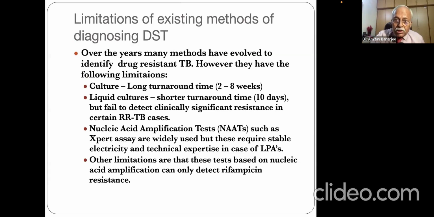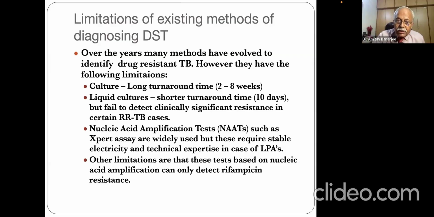Over the years, many methods have evolved for identifying drug-resistant TB. However, they have the following limitations. Culture: we had a traditional culture which used to take 2 weeks to 8 weeks to get the results. And in those 8 weeks, the patient has the bacteria unattended, with inappropriate treatment or no treatment. So it was not real time. Liquid culture takes 10 days, but failed to detect clinically significant resistance in certain rifampicin-resistant TB cases. You see, we are on a first-line drug. The strongest are rifampicin and isoniazid, of course.